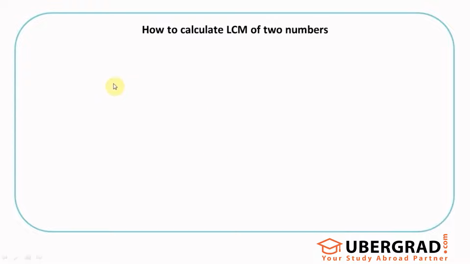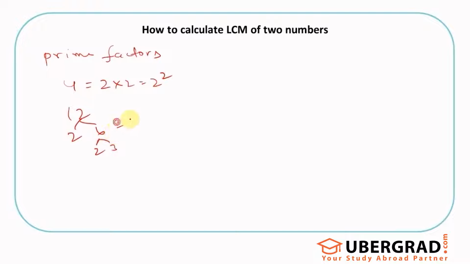Again, how do you calculate LCM for numbers? Two ways, like we have seen. One is the prime factorization way. Let's talk about 4. That's 2 into 2, that's 2 square. 12 is 2 into 6, 2 into 3, that's basically 2 power 2 into 3 power 1. And 20 is 2 into 10, 2 into 5, so that's basically 2 power 2 into 5 power 1.